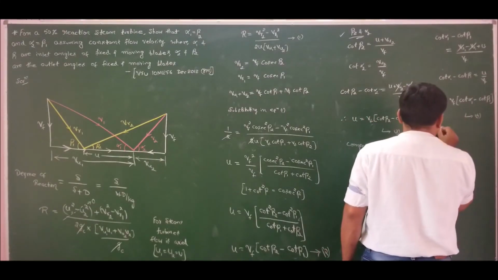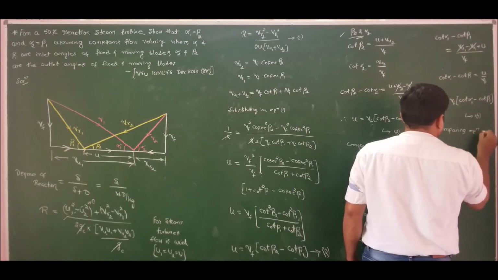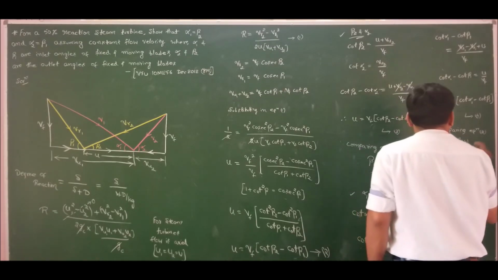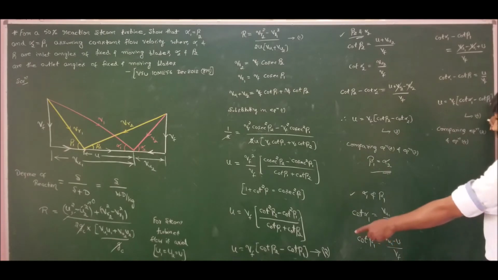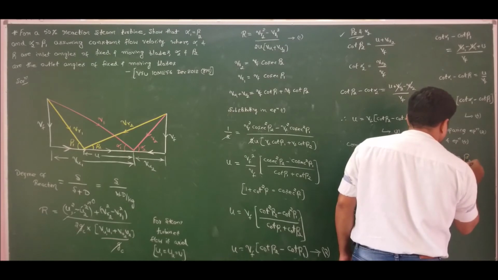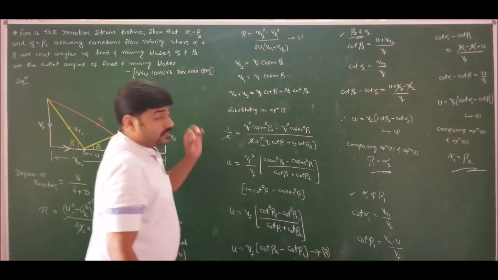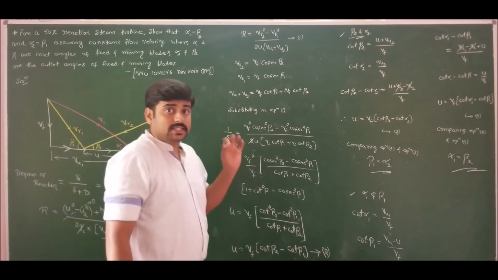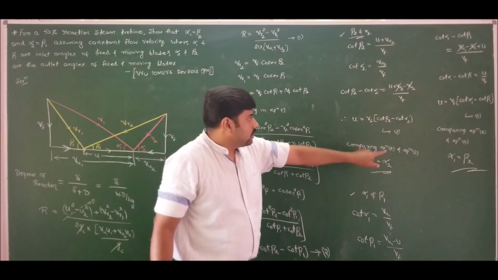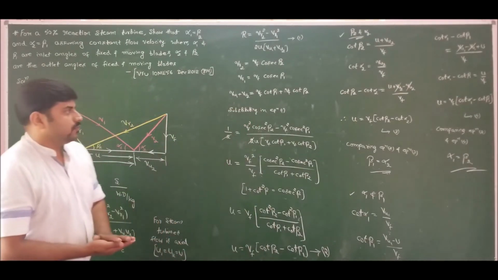So comparing equation 2 and equation 4, I can write beta 1 beta 1, so alpha 1 is equal to beta 2. Hence we have proved that for 50% degree of reaction, for an axial flow turbine with flow velocity constant, alpha 1 is equal to beta 2 and beta 1 is equal to alpha 2. So this is the required proof.